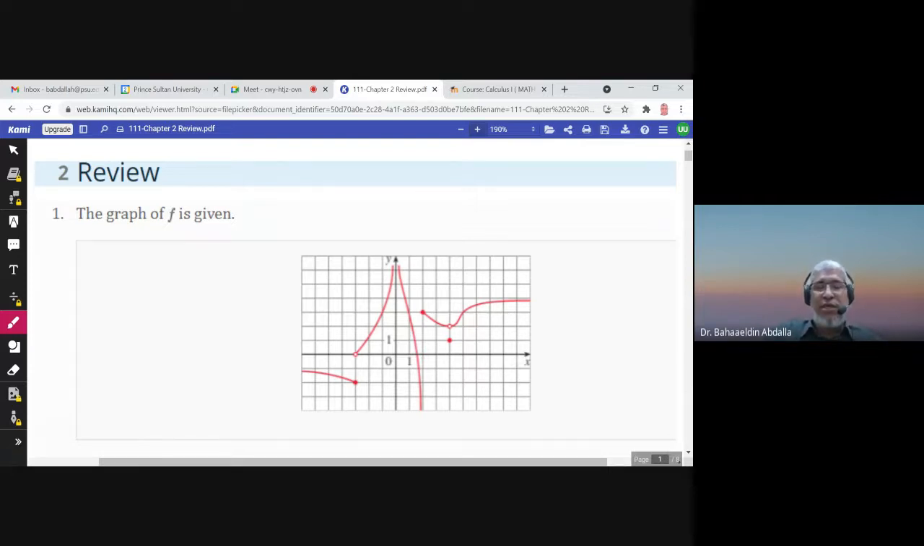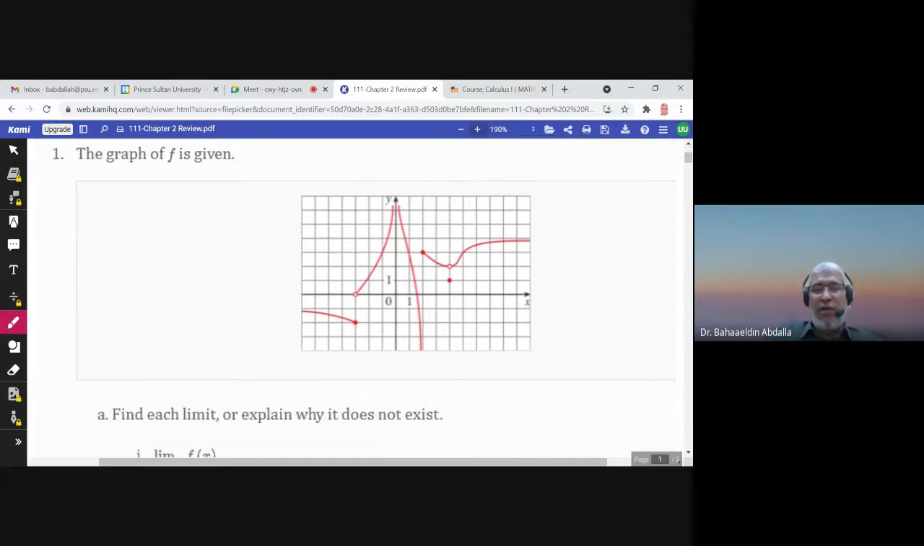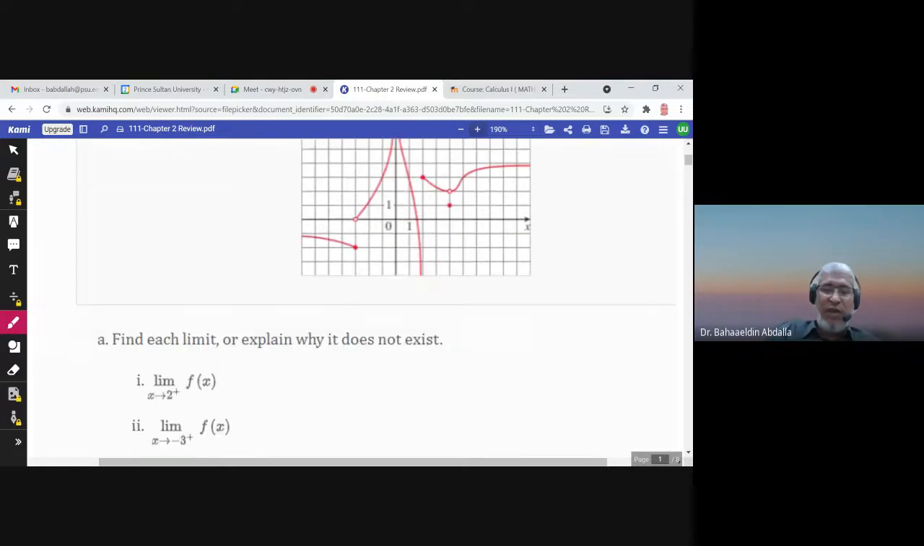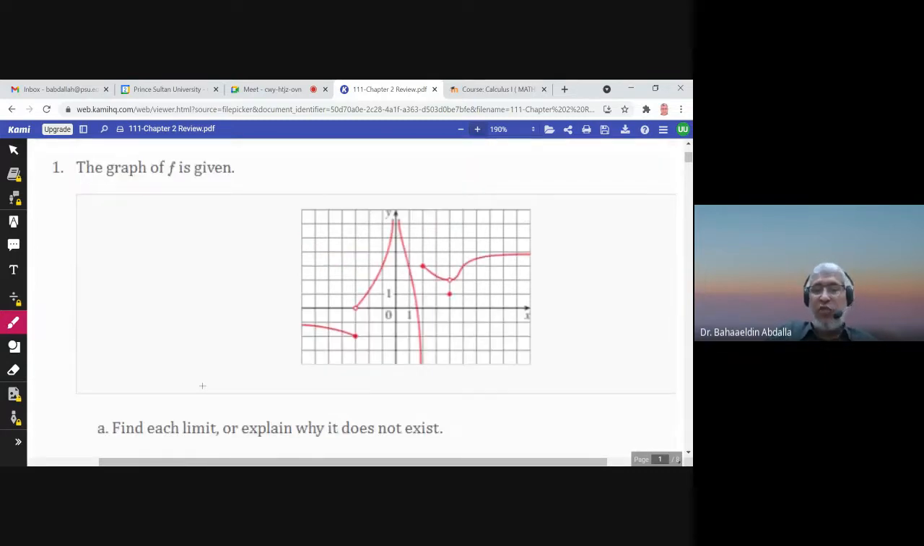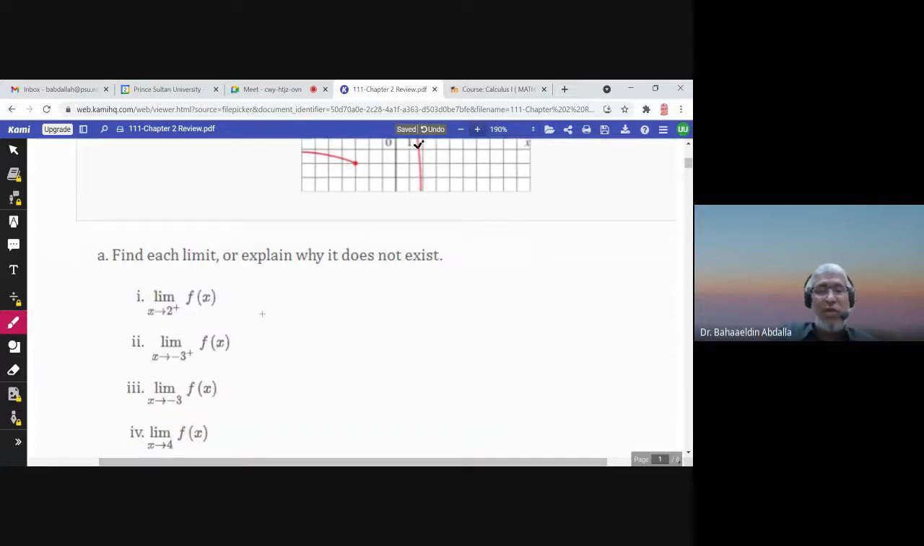These are exercises review about chapter 2. So the graph here is given of a function f, and we need to find each of these limits or explain why it doesn't exist. So the limit of f of x when x approaches 2 from the right. Well, this is x. This is the number 2 here, and we need to approach 2 from the right and look to the function. Where is the curve? This is the graph of the function. It's going where? To negative infinity. So the limit is negative infinity.